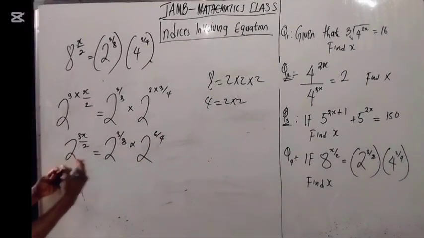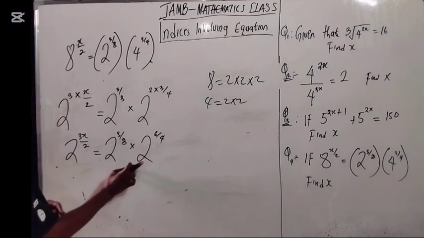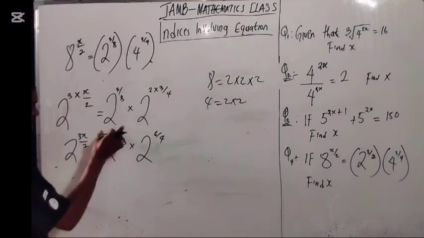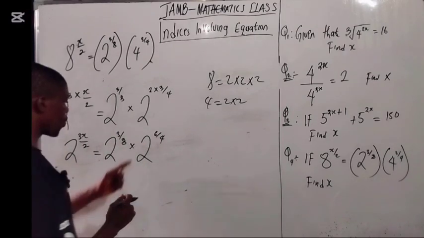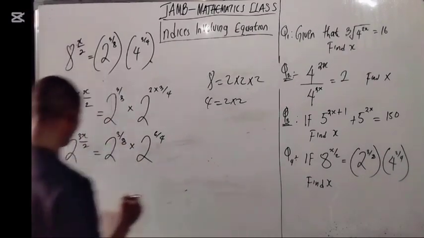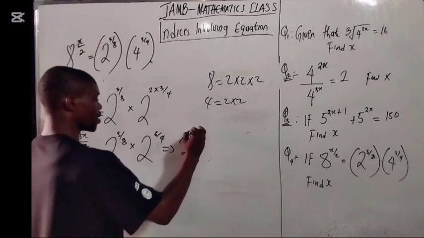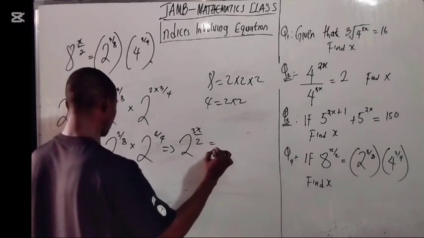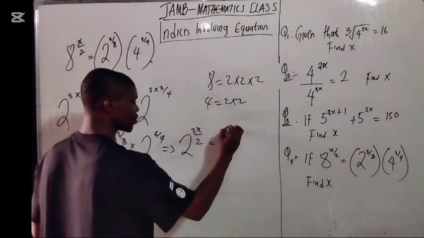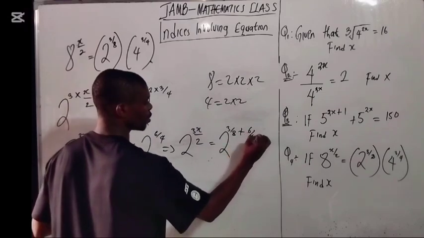So now before you combine them together, what I want to do is combine this one here. Remember, when you have indices of the same base and you're multiplying, you add the powers, right? So when you add the powers here, what will happen? Now this is going to be 2 raised to 3x over 2 equals 2 raised to 3 over 8 plus 6 over 4, right?